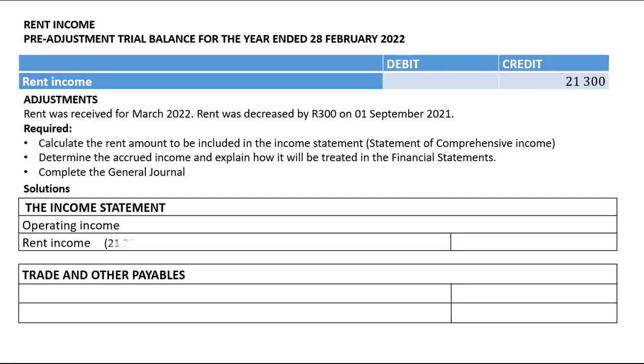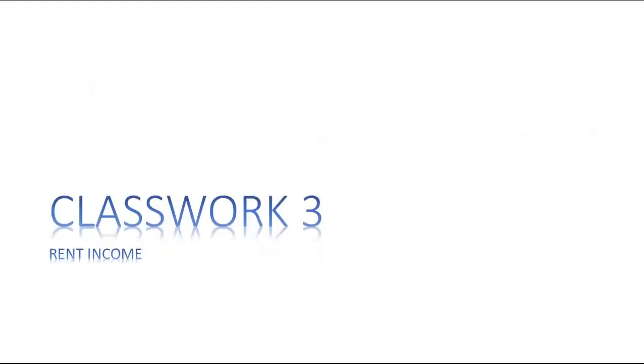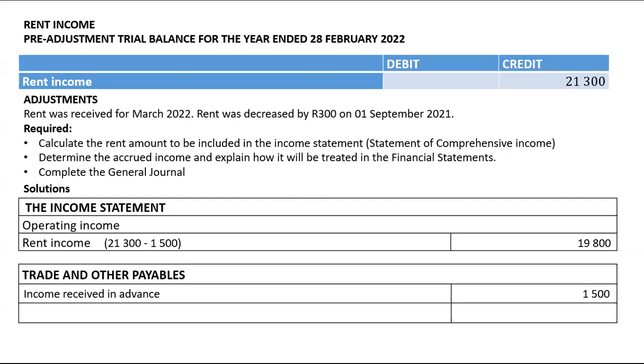In the income statement, our rental income must decrease by that 1,500. And obviously in trade and other payables, we'll create a liability, which is income received in advance or deferred income of 1,500.